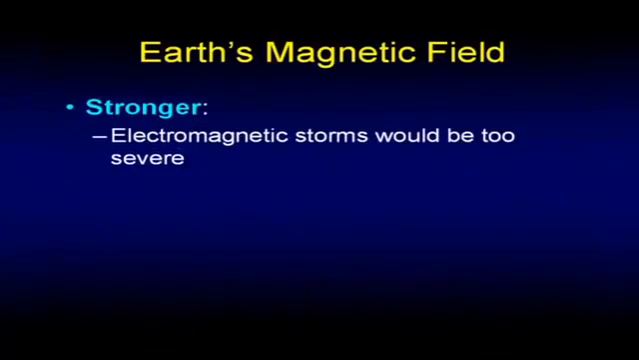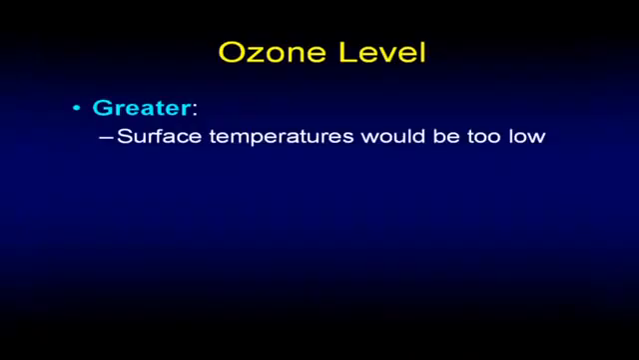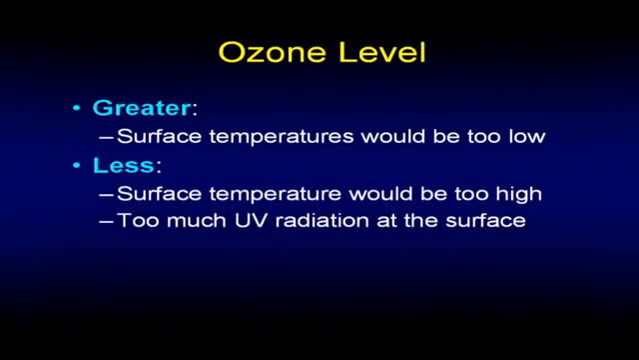The Earth's magnetic field. If it was stronger, electromagnetic storms would be too severe. If it was weaker, inadequate protection from hard stellar irradiation would be inadequate. This one I love, the ozone level. Boy, haven't we heard about the ozone level? Well, if the ozone level was greater, the surface temperature would be too low. If the ozone level was less, the surface temperature would be too high and there'd be too much UV radiation at the surface. And as we're reminded by the ecologists again and again, 0.1% change will bring cosmic doom, right?